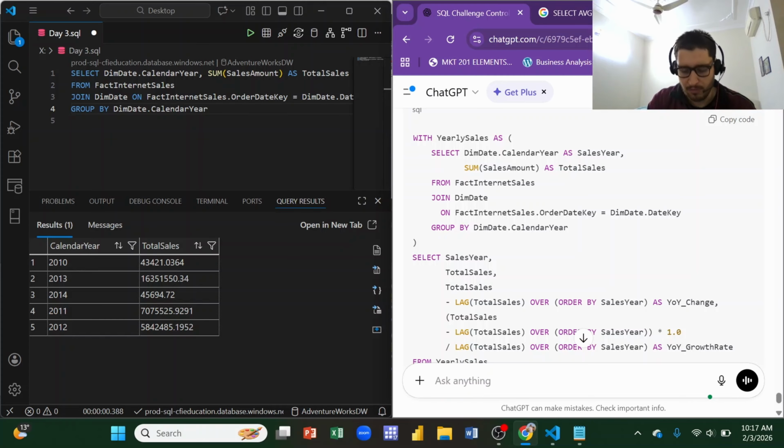Now whenever we use WITH in SQL, that means it's part of modern SQL where we use it to define a common table expression, CTEs. Now, what are CTEs? They are common table expressions.